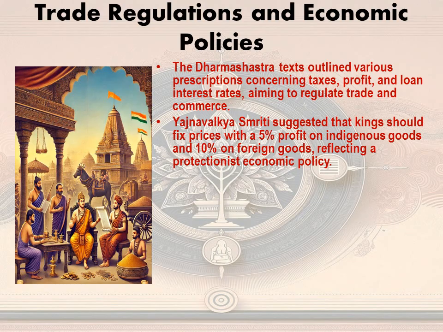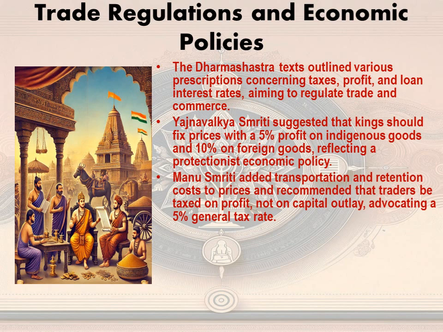Yajnavalkya Smriti suggested that kings should fix prices with a 5% profit on indigenous goods and 10% on foreign goods, reflecting a protectionist economic policy. So a 5% profit was reserved for indigenous productions and 10% for foreign productions, and thus we get an economy which intended to protect the indigenous industries.